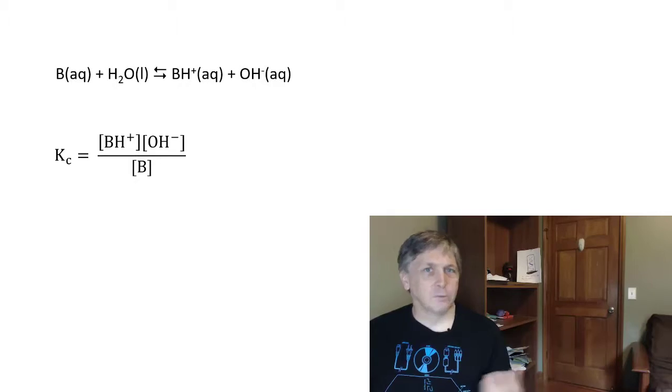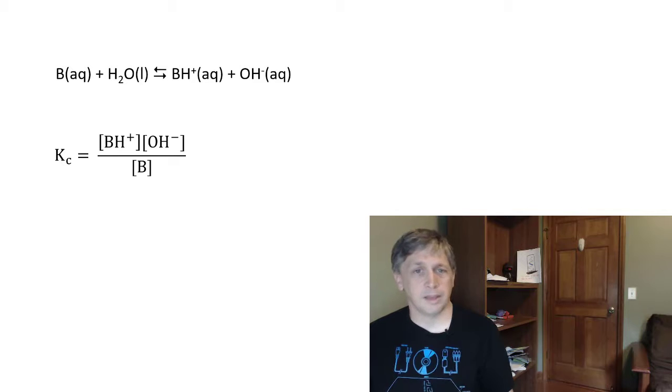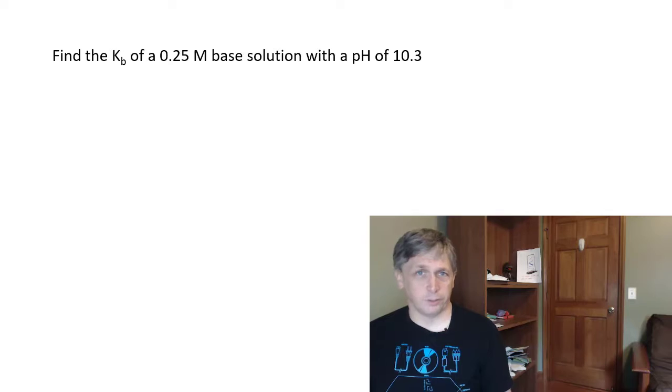So before with acids, we gave it its own special letter Ka and called it the acid dissociation constant. Here we're going to give this equilibrium constant its own special letter Kb and call it the base dissociation constant. And any calculations we do with Kb and pH are really similar to the ones we did with Ka and pH last time. It's just that when you're dealing with a weak base, there's one extra little thing you have to deal with. For example, let's say you have a 0.25 molar base solution with a pH of 10.3.